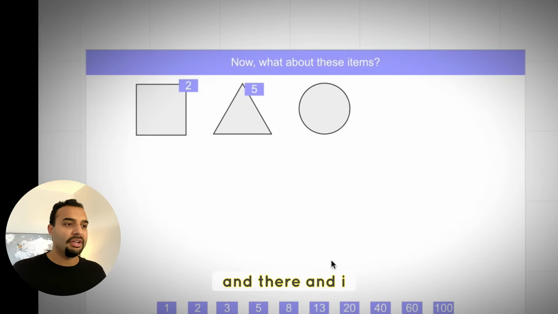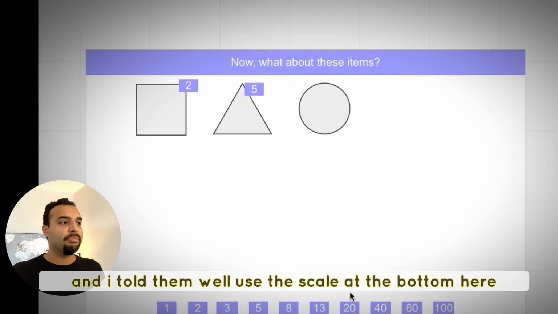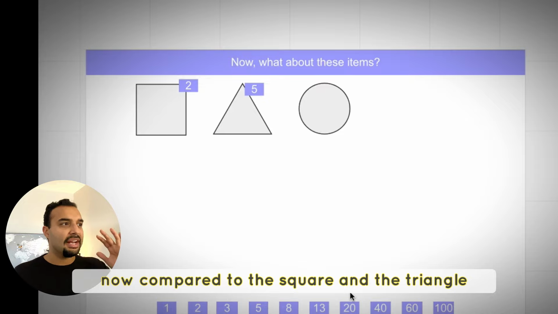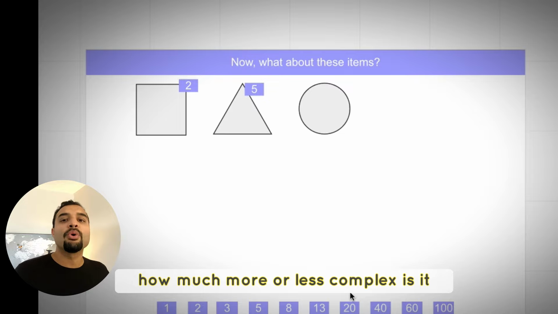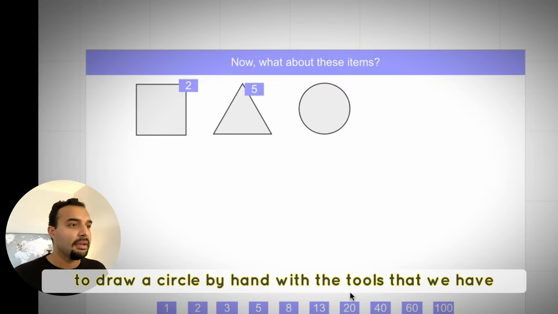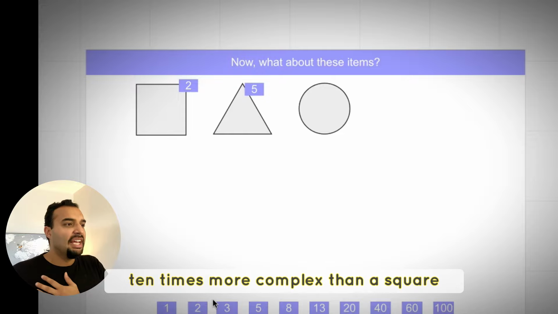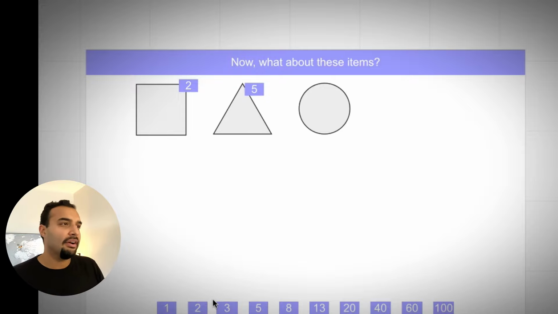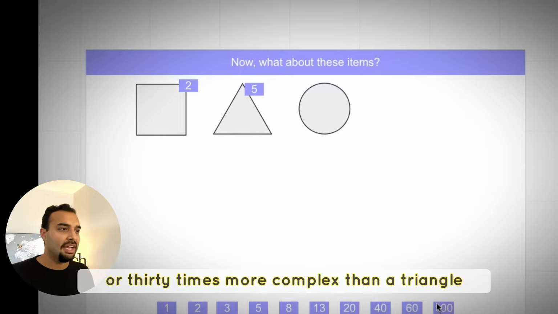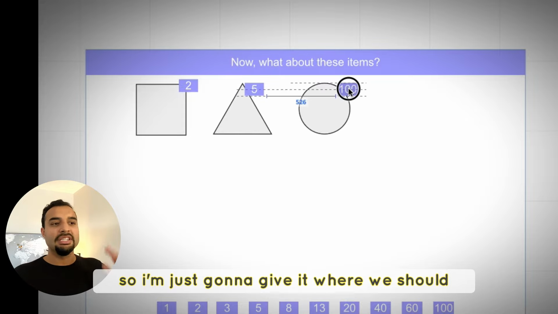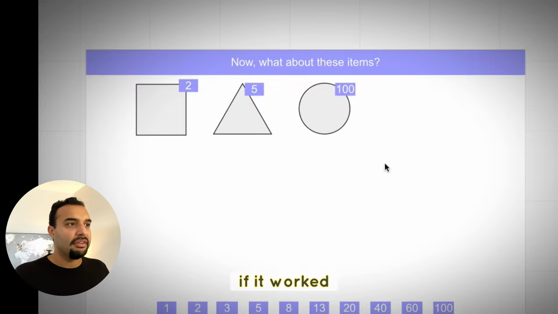And I told them, well, use the scale at the bottom here, use the scale of these series of numbers to say, okay, now compared to the square and the triangle, how much more or less complex is it to draw a circle by hand with the tools that we have? And they said, well, that's a lot. It's going to be a lot. I said, okay, pick a number. Is it 10 times more complex than a square, or 20 times or 30 times more complex than a triangle? Any sense of that? They said, well, the highest number on the scale is 100. So we should just give it a 100 if we have to compare.